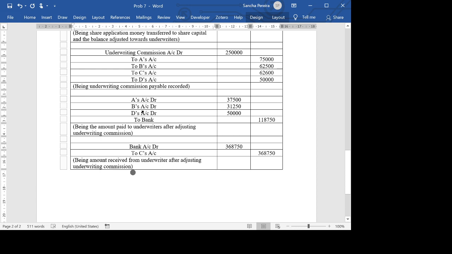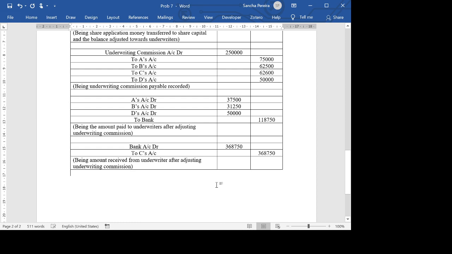If you show the receipt entry first, there's no problem. Either of these can be interchanged, but both have to be shown. You can show that the company is receiving from which underwriters, and then you can show the company is paying to which underwriters. Any questions, students?